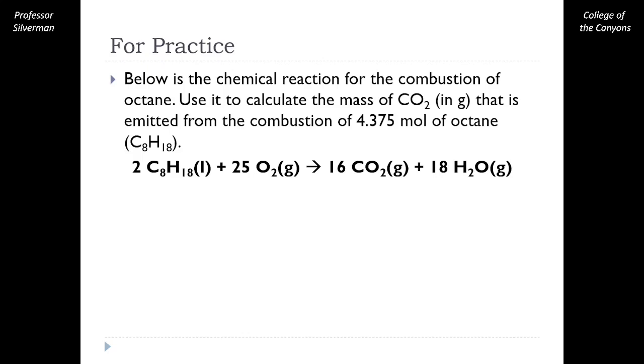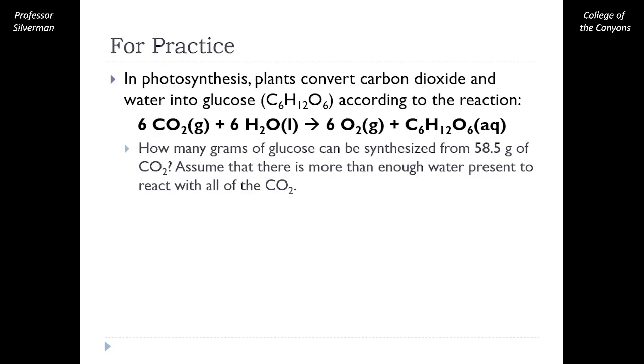We have a practice problem. See if we can set this one up on our own. Grab some paper, write down that good answer. And again, more repetition is better. Here is another practice problem. See if you can get the answer to this one.